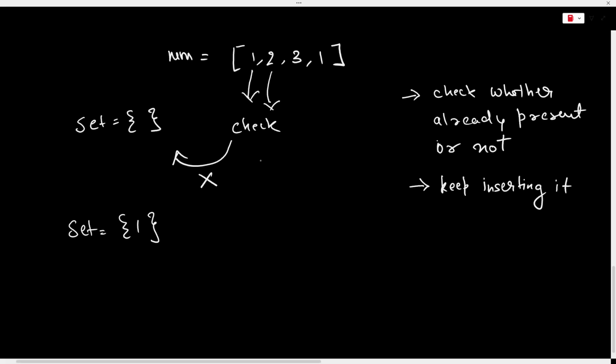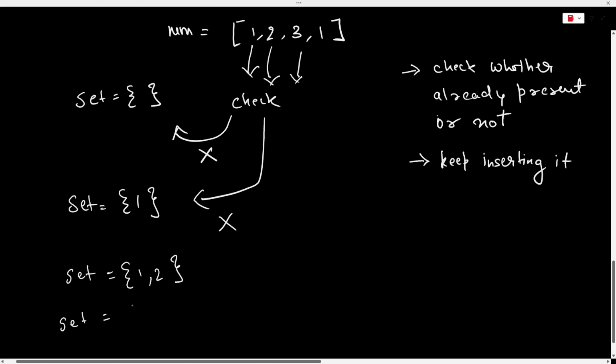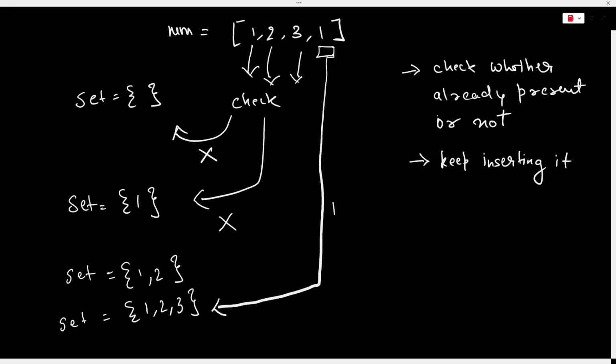We move to 2, we check, it's not present, so we insert it. 3, same story, and now our set looks something like this. Now when we encounter 1 again as our fourth element, we'll see that we do in fact find it in the set, and so we can be sure that 1 is a duplicate, because given that it is present in the set means that we must have encountered it before. So in this case, we can return true.